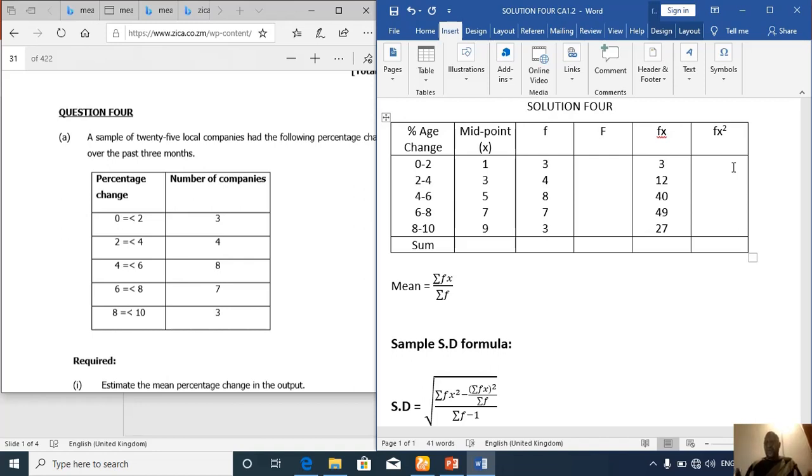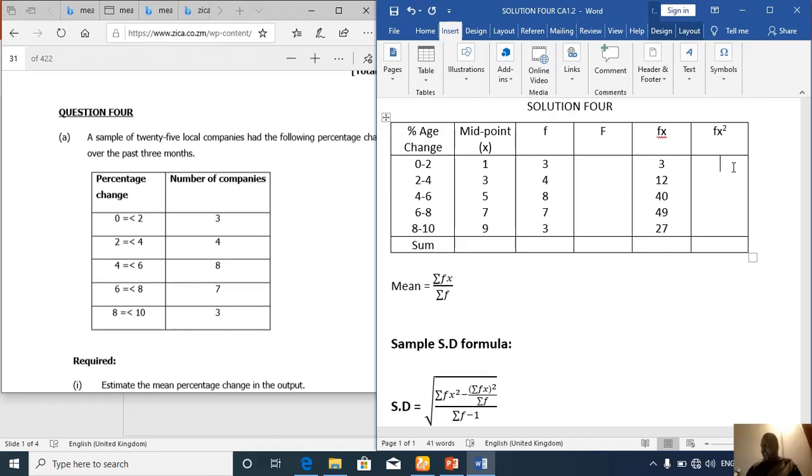So this is simple mathematics that we did at primary or secondary school, where fx squared would mean f multiplied by x multiplied by x, 2 times. Since we have the f by x, we just multiply that by x again. That is going to give you fx squared.